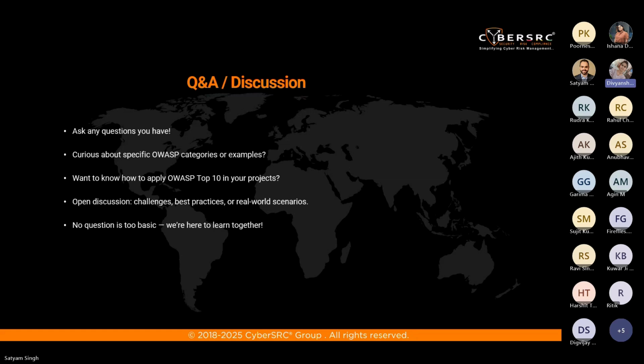So looking forward to the next questions. We have a question from Mr. Again. His question is: as mishandling of exceptional conditions is a new category in the OWASP list, can you please give an example? Yes, Again. I'm inviting my friend Divyanshi to answer it. She's going to answer it for you.